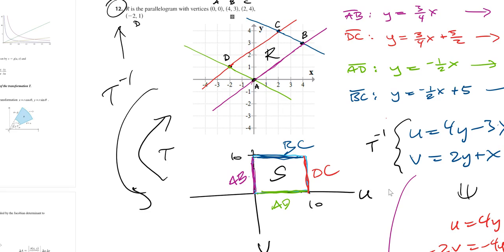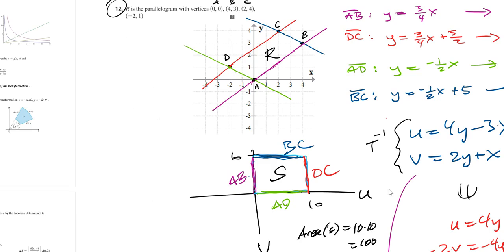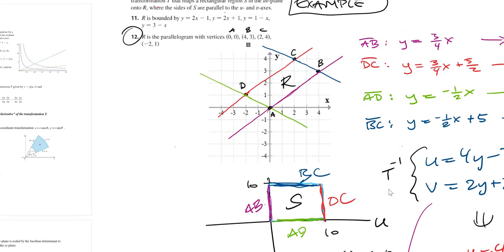So let me show you why that's true. The area of S is 10 times 10, which is 100. Now I'm going to use the idea of vectors to show you how we can find the area of R and show you that that's 1/10 of S. And that's what our Jacobian little piece is going to take care of whenever we convert from integration over R to integration over S.